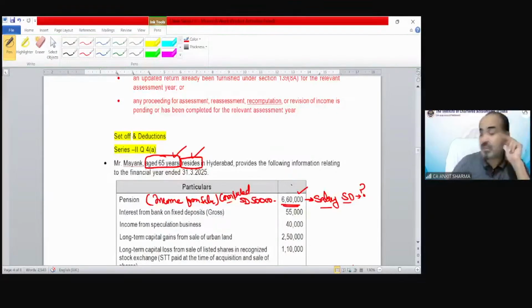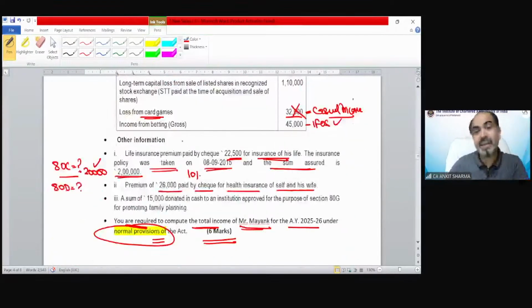Mr. Mayank is a senior citizen. In case of a senior citizen, what is the maximum amount of reduction we can claim under section 80D? Now you will see, those who were saying 25,000 are going to revise their answer. Now they are going to say 26,000.